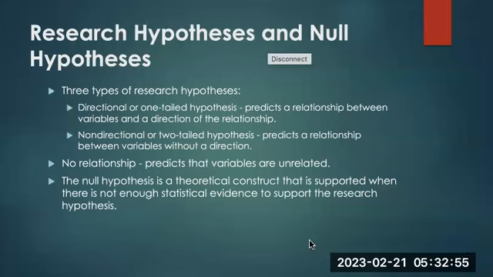So there are also different types of hypotheses and different directionality. A directional hypothesis predicts a relationship between variables and a direction of the relationship. And a non-directional hypothesis predicts only a relationship between variables without direction.